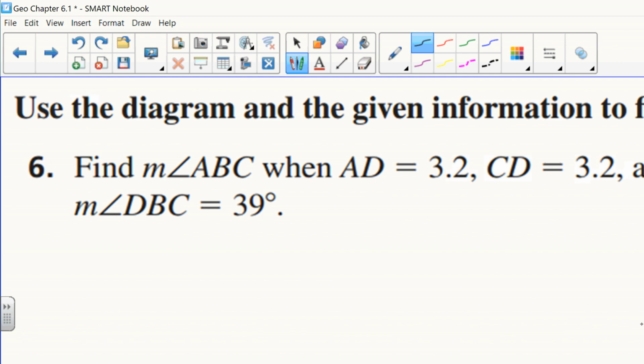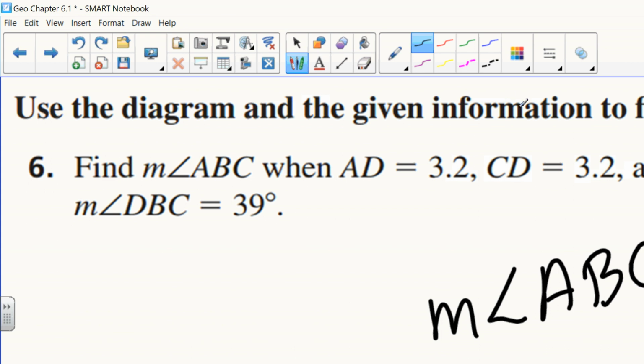All right, guys, let's do one last one here. I think this is probably the last one on the sheet. So it tells us that AD and CD are both 3.2. We do have the right angles, and we're told that DBC is 39 degrees. So ABD would be 39. And we want to find the measure of AB. Because ABC would be the whole thing. So we would take 39 plus 39, which exactly would be 78.